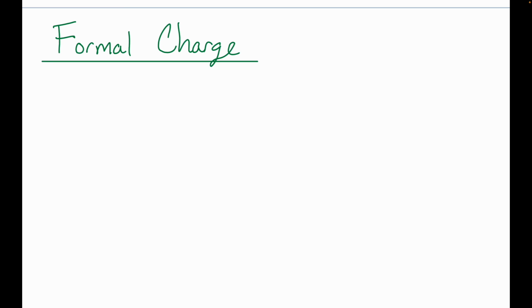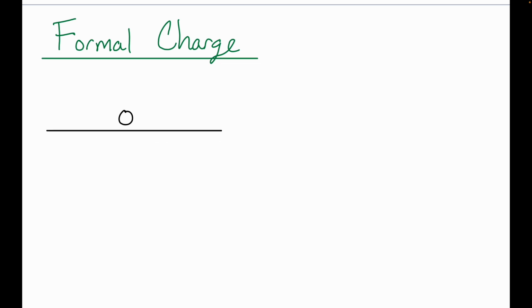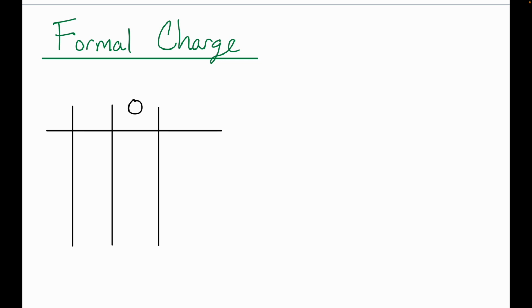Let's start with oxygen, because this is one that we see quite a bit, and we're going to make some categories here. Okay, we're going to make 4 columns. We're going to put our regular oxygen atom in the middle. And then we're going to tabulate how many bonds, how many lone pairs, and the formal charge.